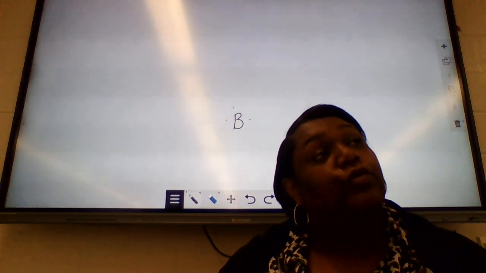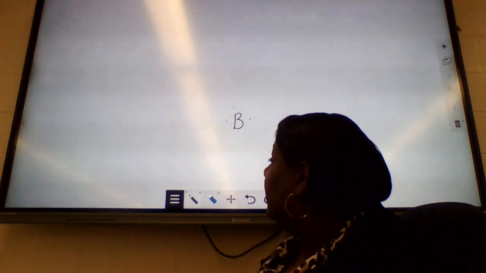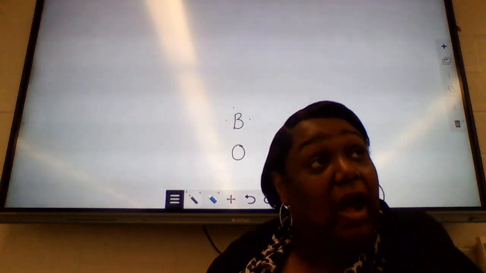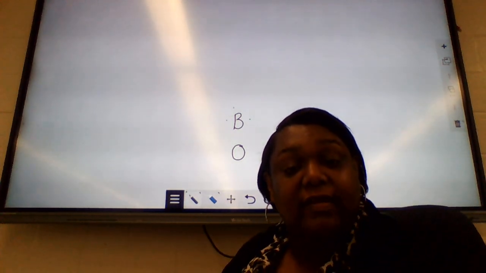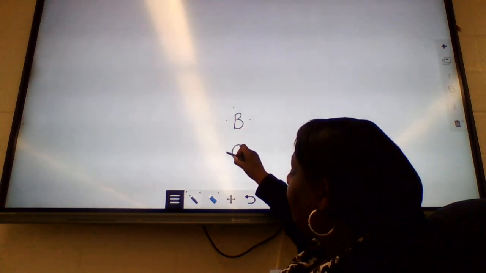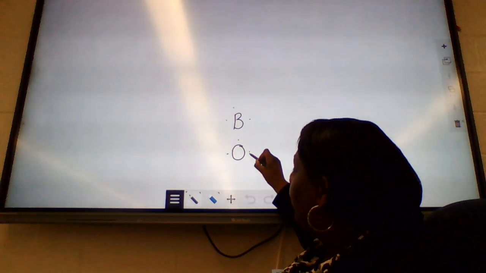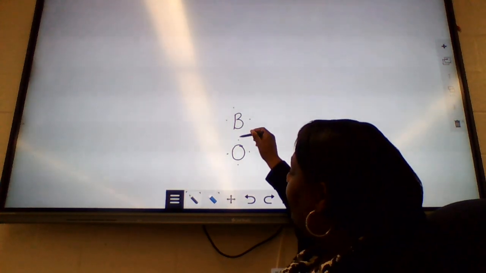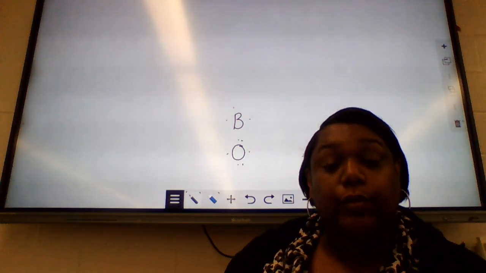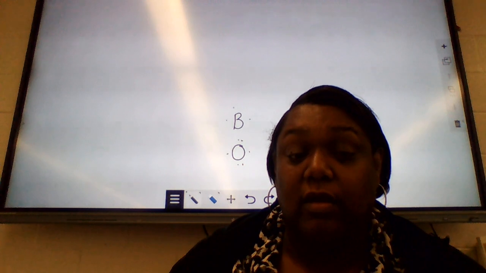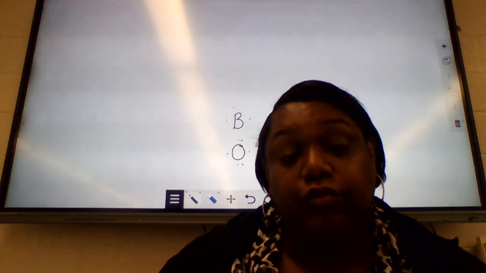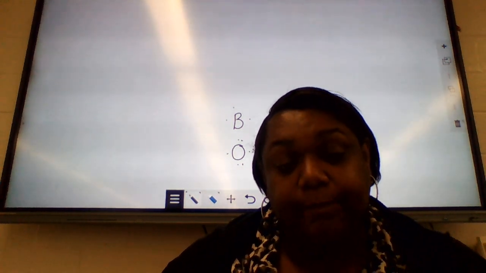Or if we were to draw the Lewis structure for the element oxygen, we would write the symbol for oxygen, and then oxygen's in column 16 or column 6A, which means I need 6 valence electrons. So again, I have to have 1 dot on each side before I put 2 dots on any side. And then it does not matter what 2 sides I show those double electrons on. Okay, and so that's how you would draw your Lewis structure for elements.